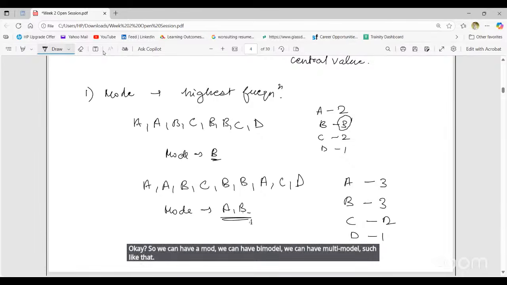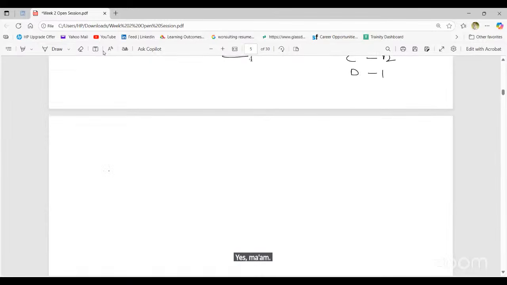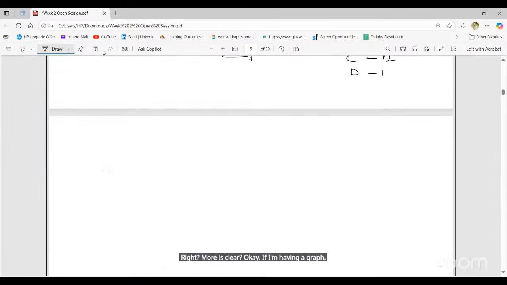Fine. Mode is clear. If I have a graph, a bar chart, how am I going to see what the mode is?